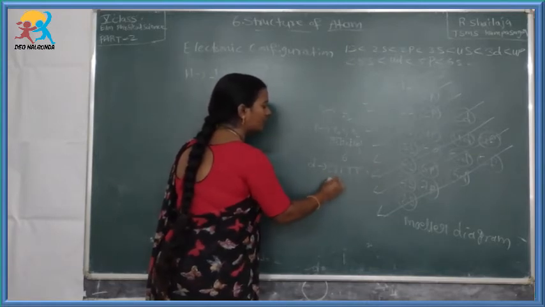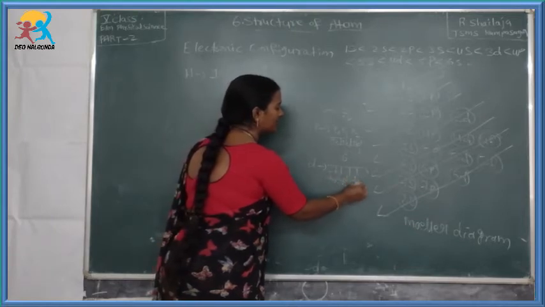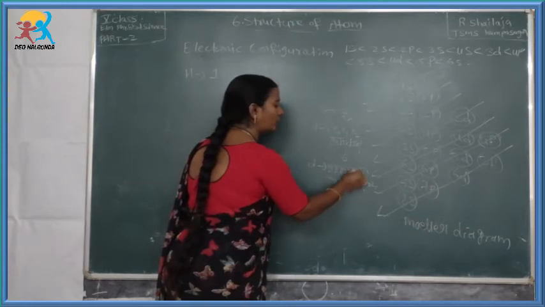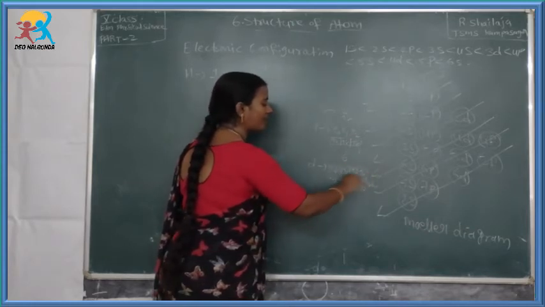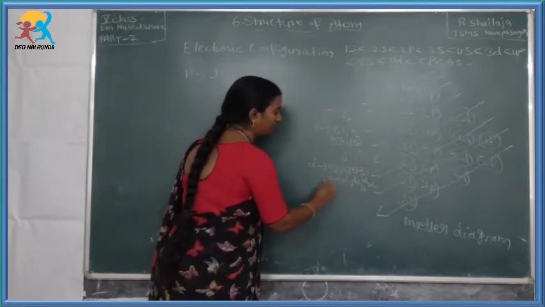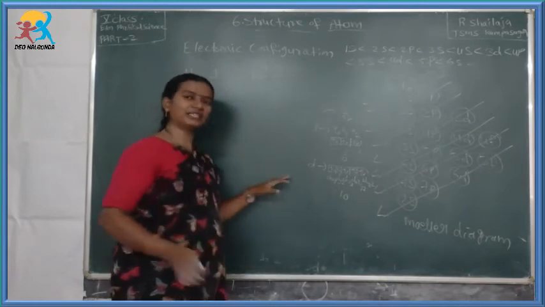Okay, d orbitals are total 5: dxy, dyz, dzx, dx square minus y square and dz square. First half filled according to Hund's rule, then the next ones are paired. Clockwise half filled, next anti-clockwise paired. So it is total 10. And f orbitals means 14.